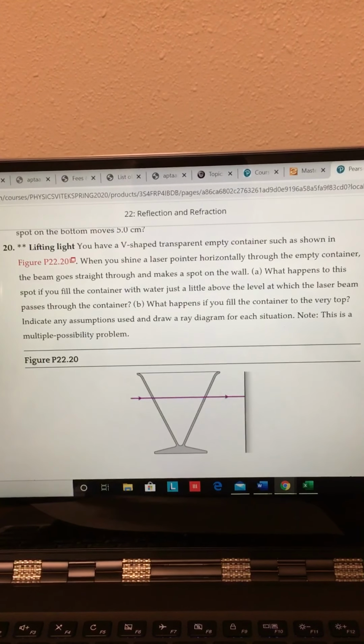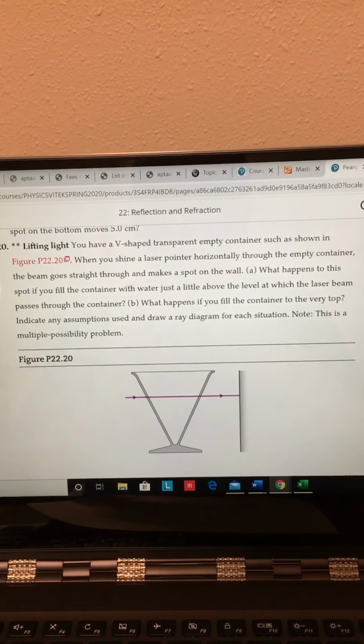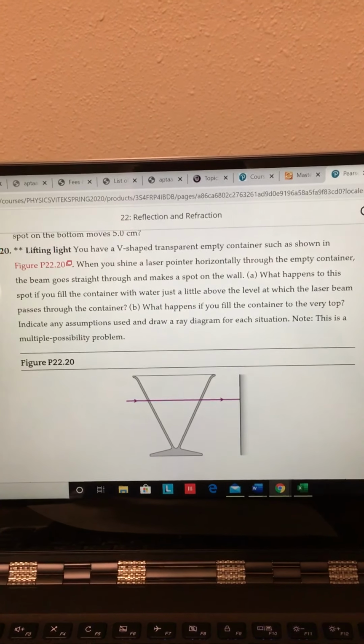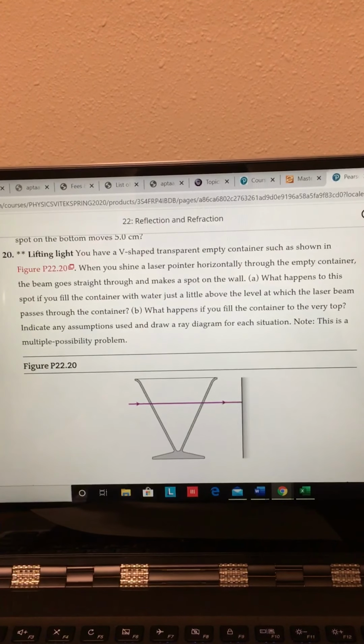Everyone, so I solved problem 20 from chapter 22. So here's the question along with the diagram. You have a V-shaped transparent empty container such as shown in this figure.